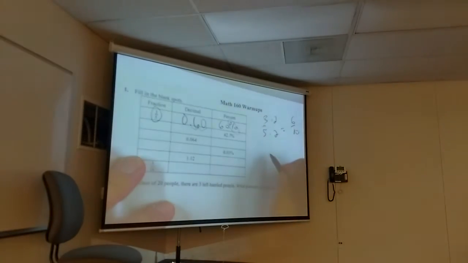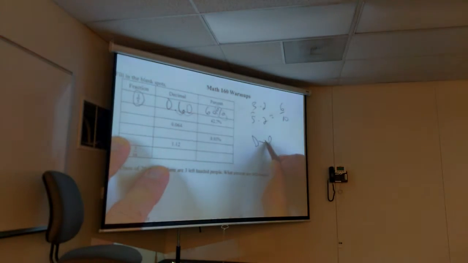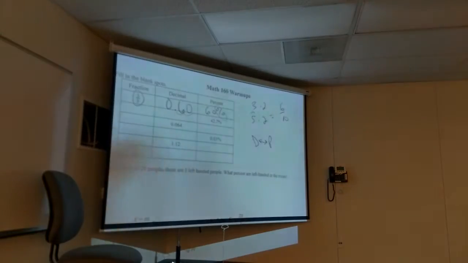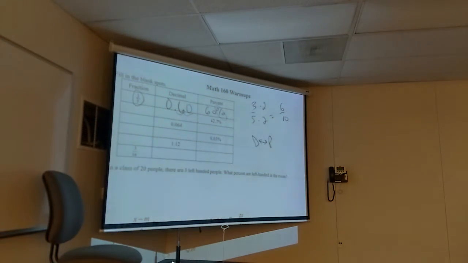Another little thing you can do is you can write the letters D and P in alphabetical order. Decimal to percent, you go that way. Percent to decimal, you go that way. It's amazing. I like it.